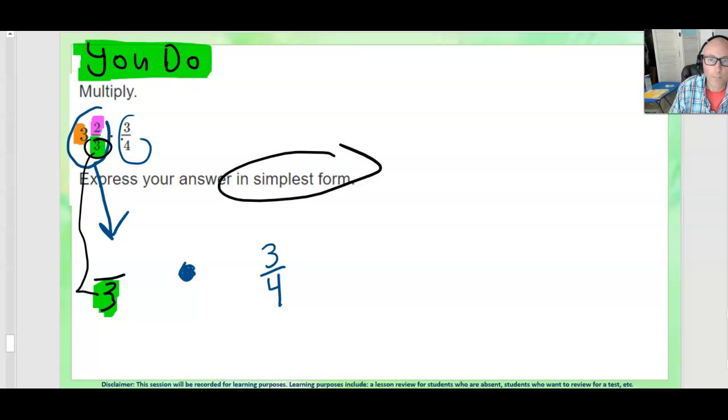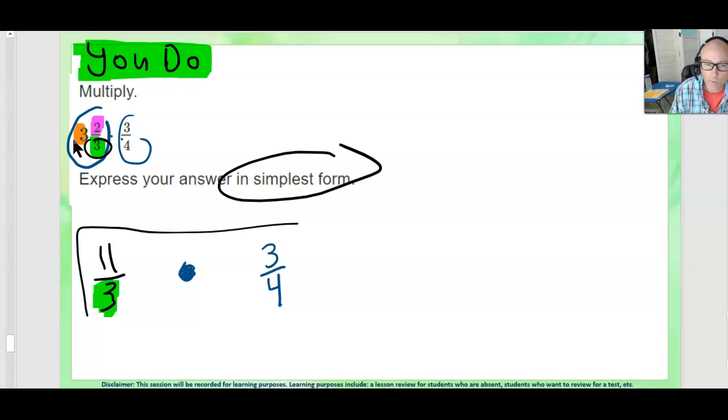So we're going to take our whole number multiplied by our denominator and then add the numerator. Let's fill it in as our formula: 3 times 3 plus 2. 3 times 3 is 9, plus 2 is 11. So that's going to be our new top number, 11. I'm just going to erase it here and change it to an 11. You might need to rewrite it somewhere. 11 over 3 times 3 over 4.